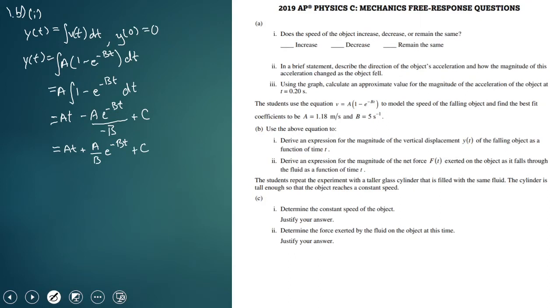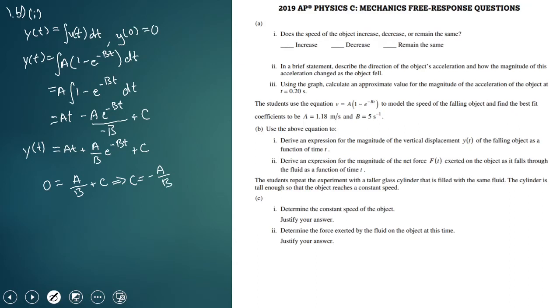And so keep in mind that this is y at t, except we also have our initial condition that we have to use to solve for c. And so we get y at 0 is equal to 0. So when I plug in 0 into each of these, a times 0 is going to be 0. A over b times e to the power of 0 is going to be a over b. And so what I get is 0 is equal to a over b plus c. And so c is equal to negative a over b.